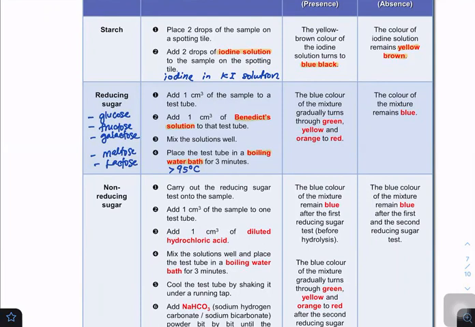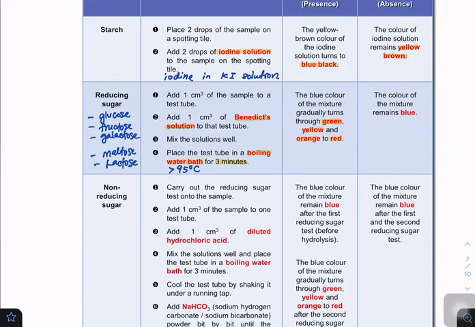Okay, either you say place the test tube in the boiling water bath, or you place the test tube in the water bath at 95 degrees Celsius for how long? For 3 minutes, and you observe the color change. If reducing sugar is present, then you can see the mixture start to turn from blue into green. It depends on the concentration of the reducing sugar. If the concentration is high, you can see it turn from green to yellow to orange and to red. Are you clear? Or sometimes it can go up to brick red.